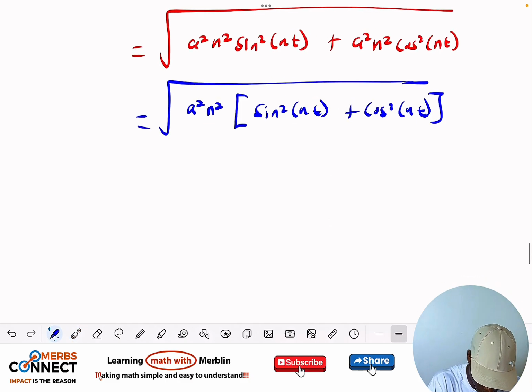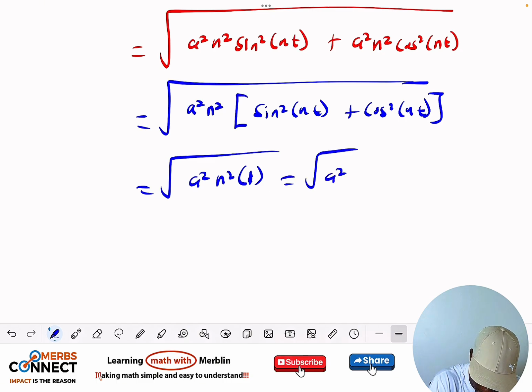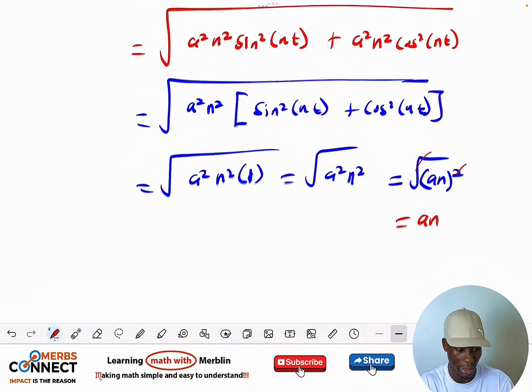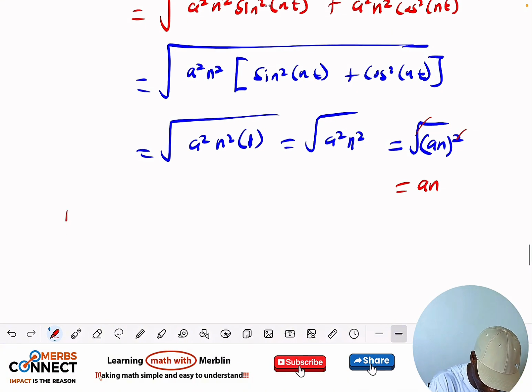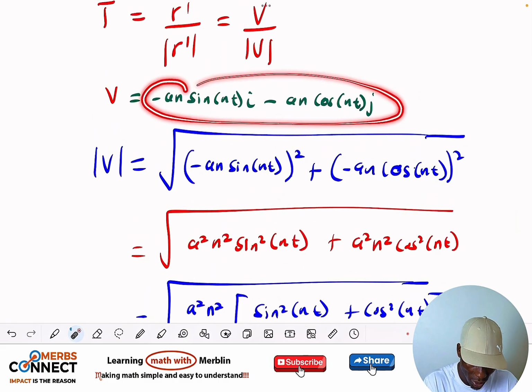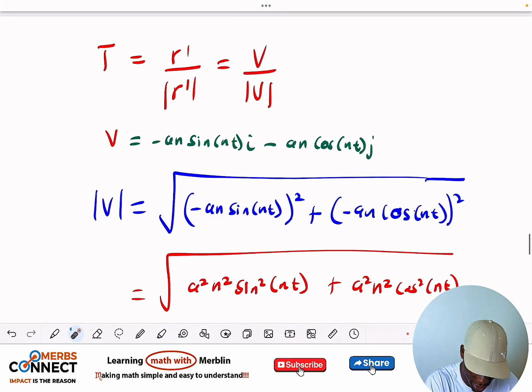Trig property. So this one will be left with a squared n squared times 1, which is the same as a squared n squared, and this one is the same as an squared, and this squared will cancel the square root, so I'm going to have an at the end of the day. So an is what I'm going to have. So now my unit tangent will be equal to the whole of this, which is the velocity, right?